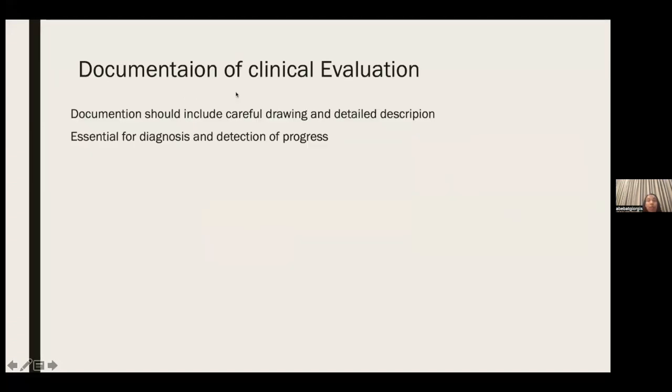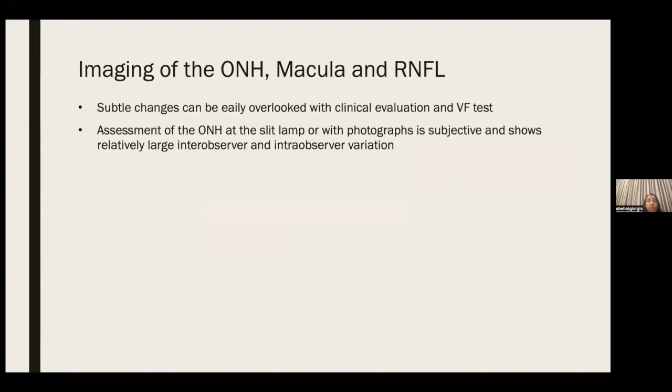So after doing the clinical examination, we should document. Careful documentation should include careful drawing and detailed description on the patient's chart, and it's essential for diagnosis and detection of progress.